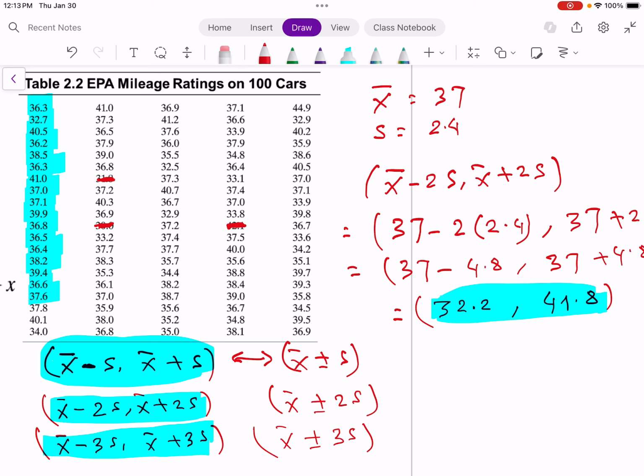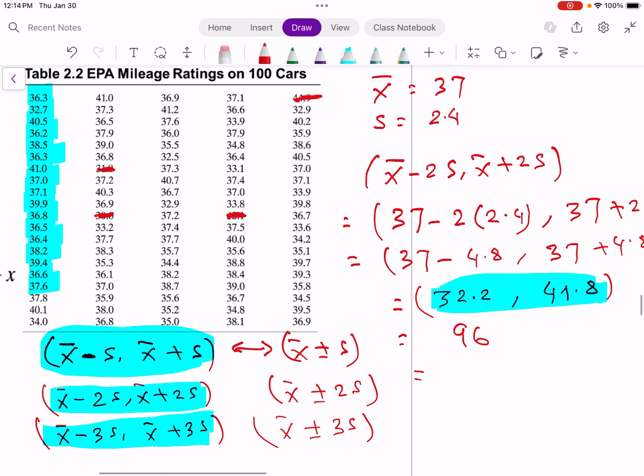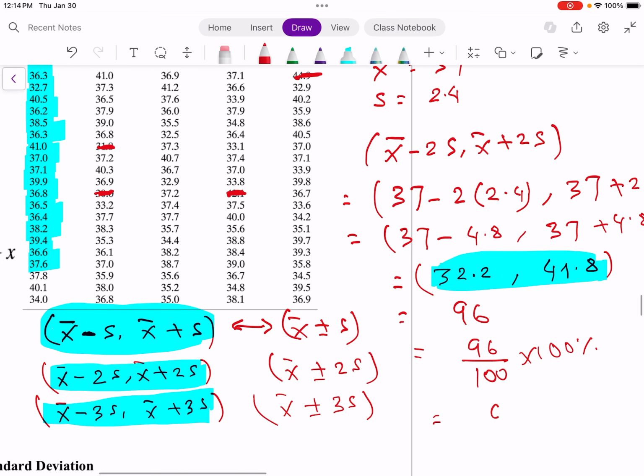Okay, 40 is not included. 44 is not included. So out of 100, only 4 measurements are not here, right? It means how many measurements are within 2 standard deviations of the mean? 96. Okay, and what is the percentage? 96 by 100. There are 100 measurements, times 100%. So this gives us 96%. So 96% of the measurements are greater than 32.2 and less than 41.8.